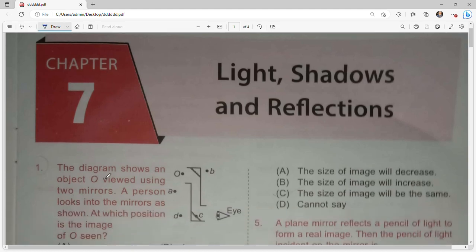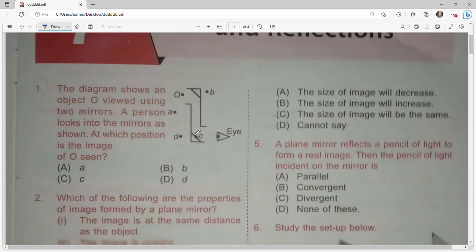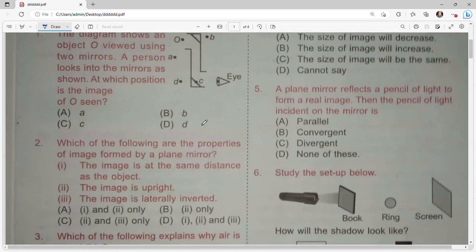So our first question is, the diagram shows an object O viewed using two mirrors. A person looks into the mirrors as shown. At which position is the image of O seen? Options are option A, option B, option C, and option D. So the correct answer for your question number first is the point D, which is option number D.